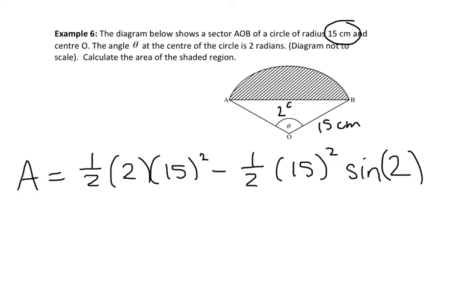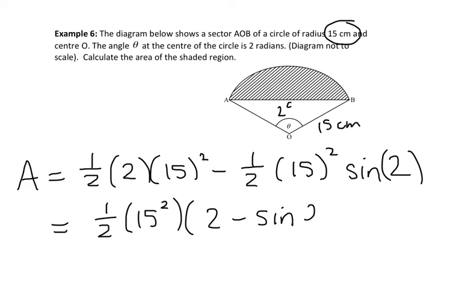And notice that really this simplifies to be a half of 15 squared times 2 minus sine 2, which is pretty and looks like it should simplify some more, but it doesn't really. So now you just need to put it in your calculator and figure out the approximate area. And that will be given in centimeters squared. So I'll leave the calculator part up to you since I don't have mine. And I'll see you in class.